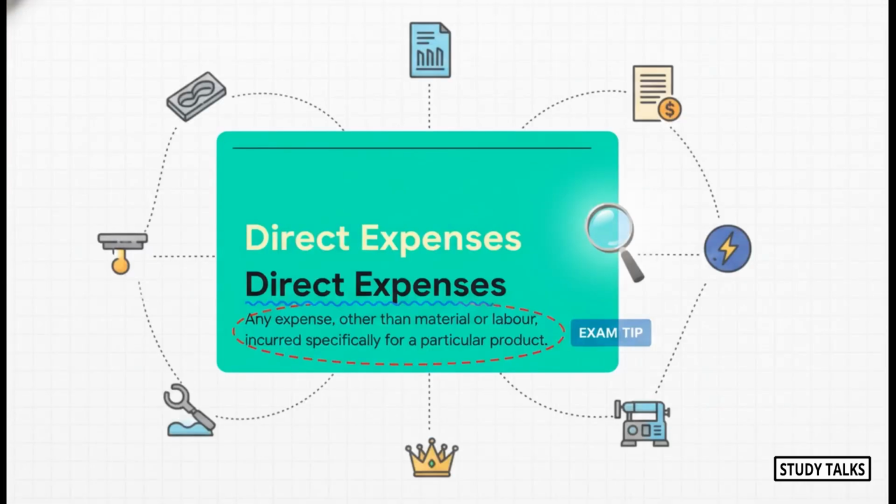And that brings us to the third and final component of prime cost, direct expenses. This is basically the catch-all category. Think of it like this. If there's an expense you can trace directly to a product, but it's not a material and it's not labor, well, it probably belongs right here.